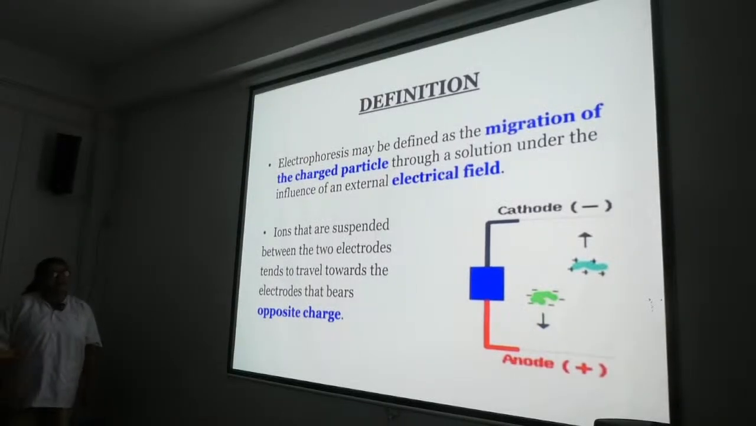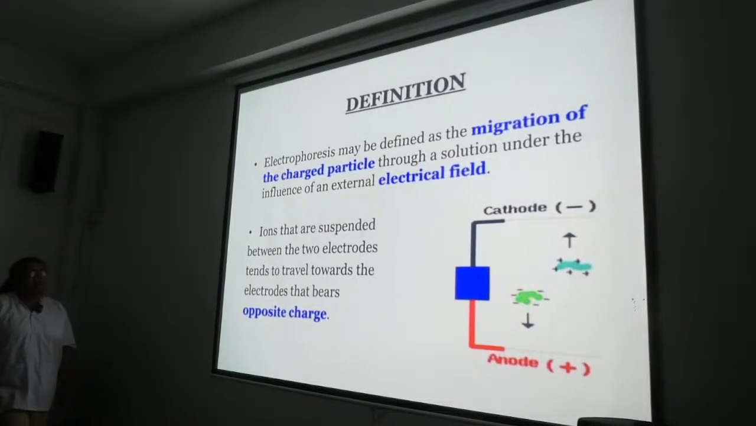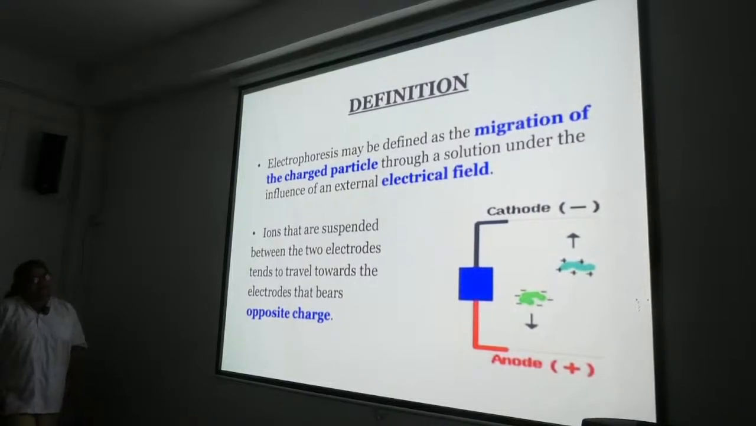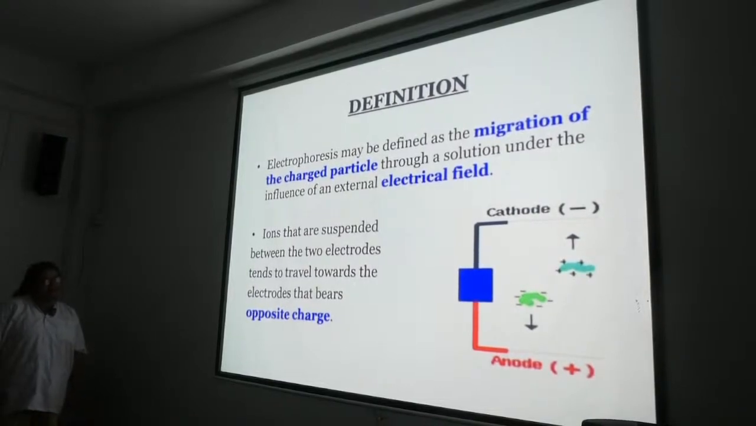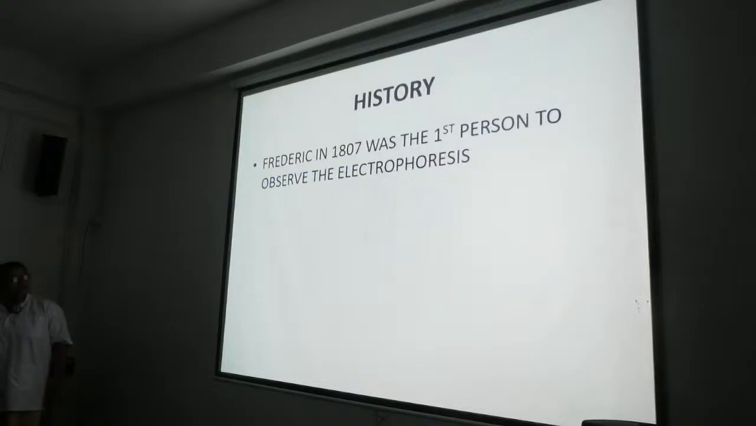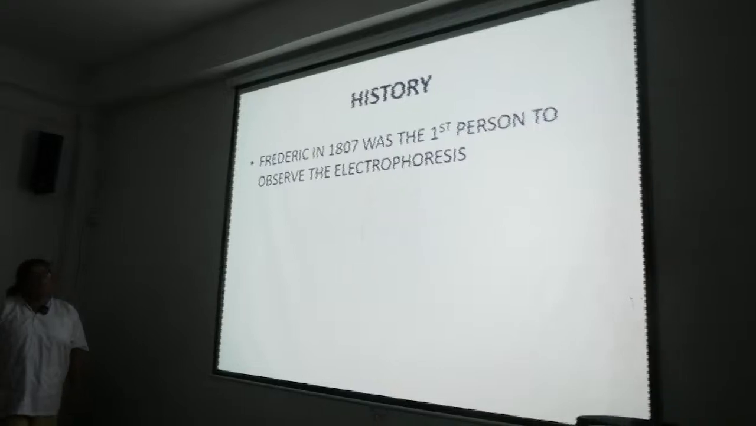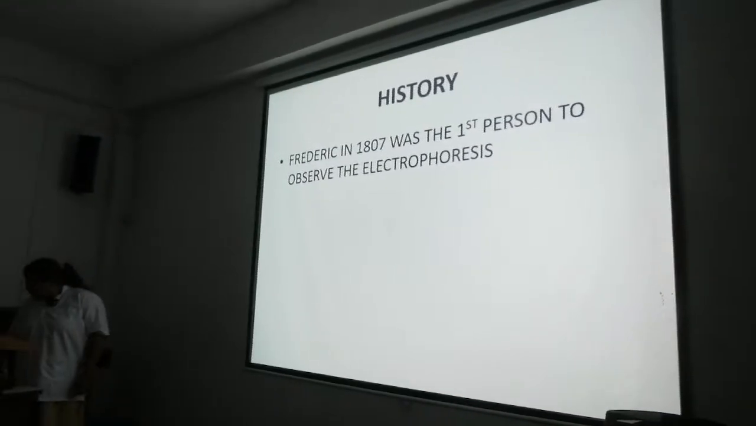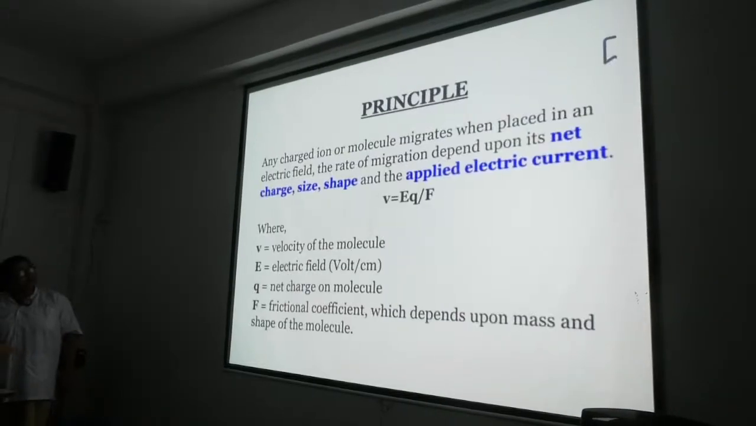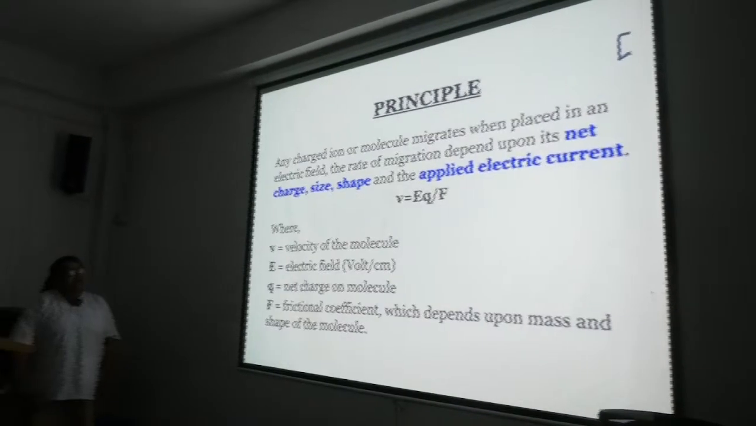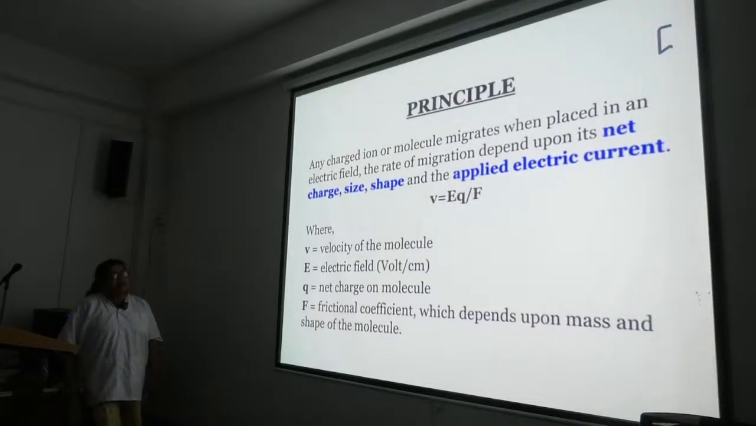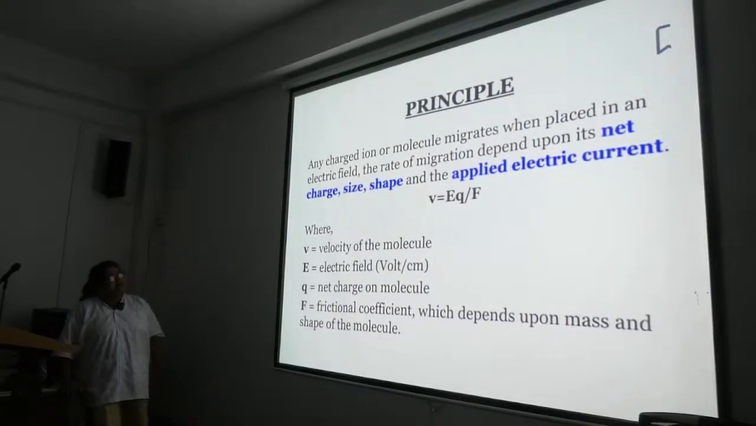Electrophoresis may be defined as the migration of charged particles through a solution under the influence of an external electrical field. Frederick in 1807 was the first person who observed electrophoresis. Any charged ion or molecule migrates when placed in an electrical field.